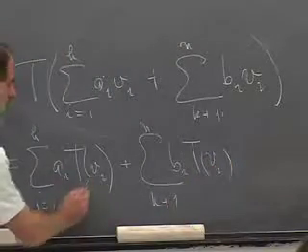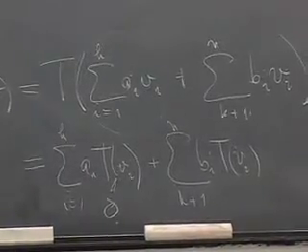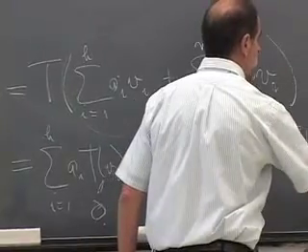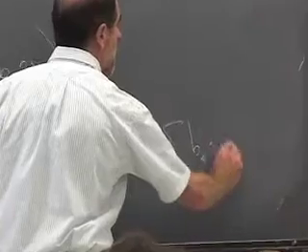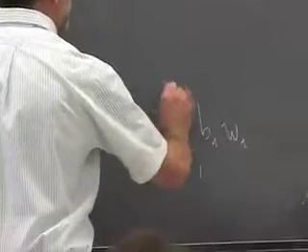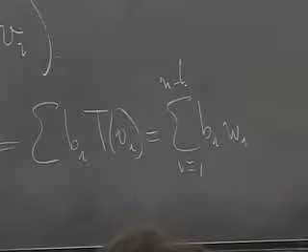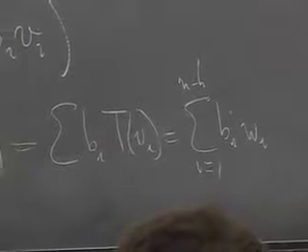The first terms are all 0 because the original vectors were chosen to be a basis of the kernel. So this is the summation of b_i T of v_i, which is the same as the summation of b_i w_i from i equals 1 to n minus k. And that shows that any vector in the range is a linear combination of the w's. So they span.